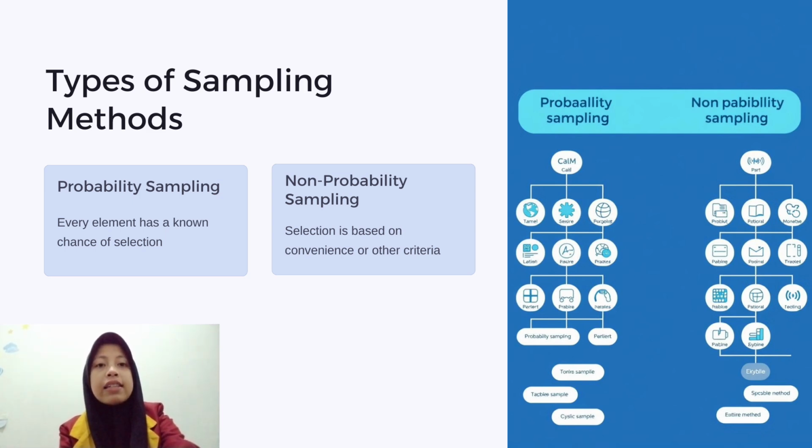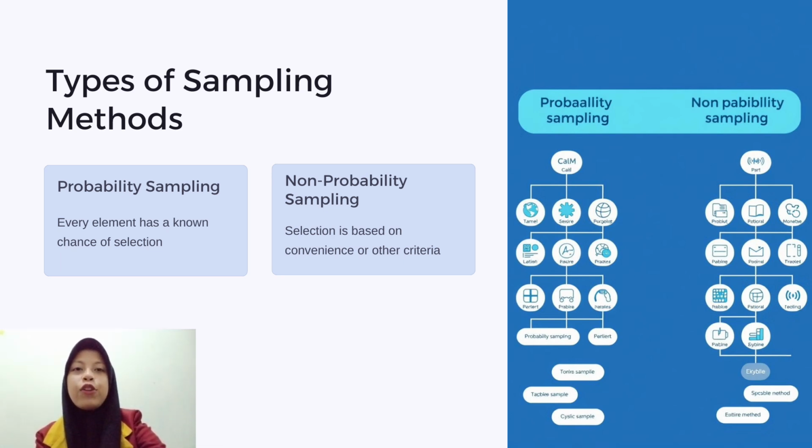The next is systematic sampling: selecting every nth member of a population. Example is choosing every 10th person in a list of names.